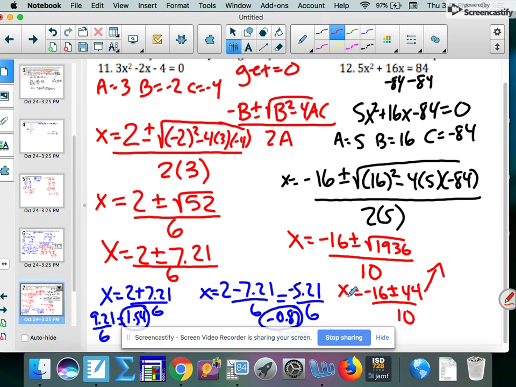So remember, do it once where you add on top. I'm just going to do this quickly. When you add on top, you get 28 over 10. When you subtract on top, you get -60 over 10. So this gives you 2.8, and this gives you -6.